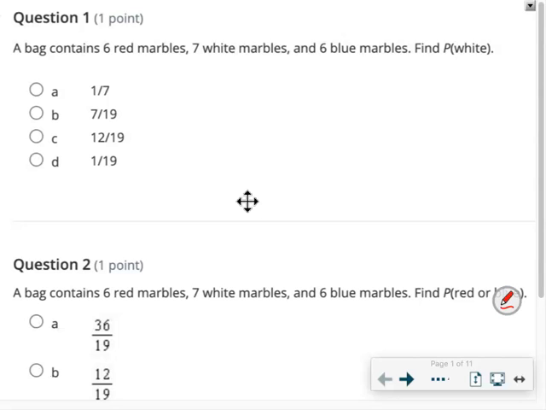Question 1. A bag contains 6 red marbles, 7 white marbles, and 6 blue marbles. Find the probability that we get a white. Nothing too tricky here. We want to make sure that we get a total of these 3 numbers. We know that there's 19 marbles in the bag. We're just picking 1 white marble out. That is our answer. Doesn't simplify at all. 7 out of 19.